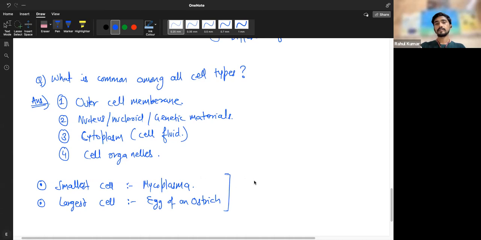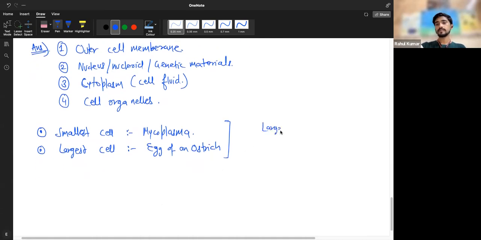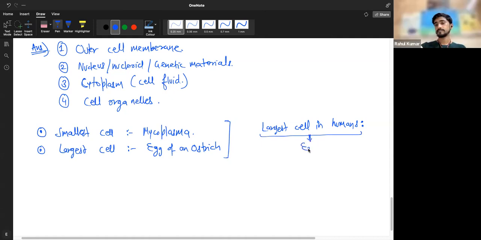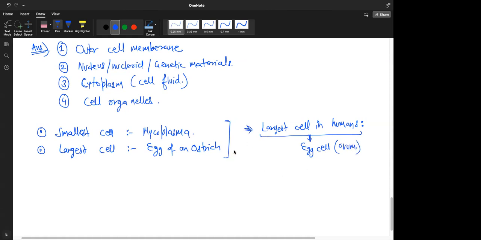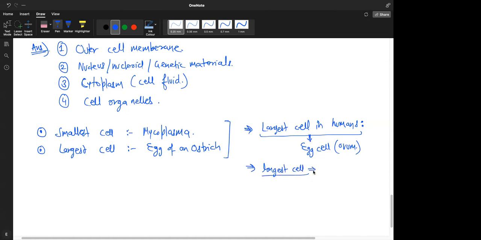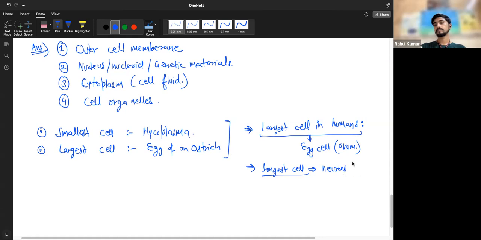Now, this is in general. Now, if I ask you, the largest cell in human, can you tell me? Egg cells. Perfect. Egg cell, or we call it ovum, right? And if I ask you the longest cell? Nerve cell. Neurons. Nerve cell. Perfect. You know how long a nerve cell can be?